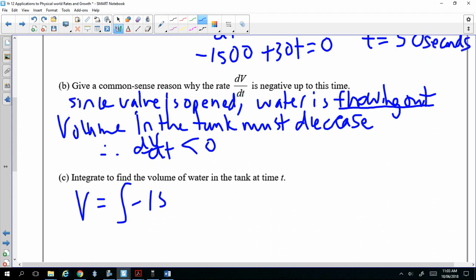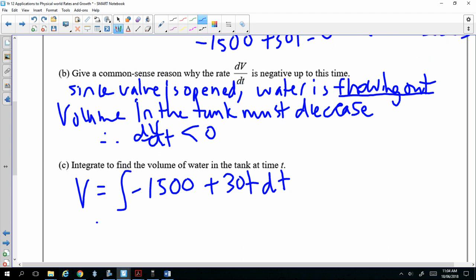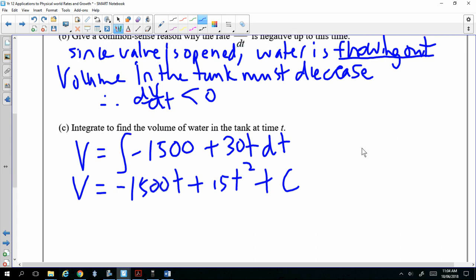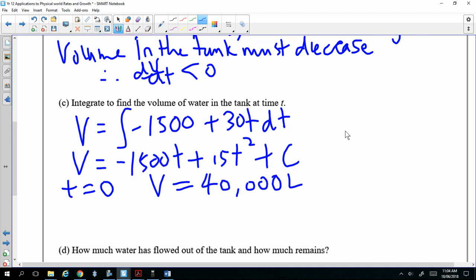And then we end up getting negative 1,500t plus 15t squared, and you have to plus c. Okay? We're going to find out what c is. So we have to use some condition in the question. So when t is 0, how much volume? It says in the question 40,000, because you say at the beginning there's 40,000 liters of water in the tank when t is 0, before the valve is open. So you go 40,000 equals 0 plus 0 plus c. So therefore c is 40,000.